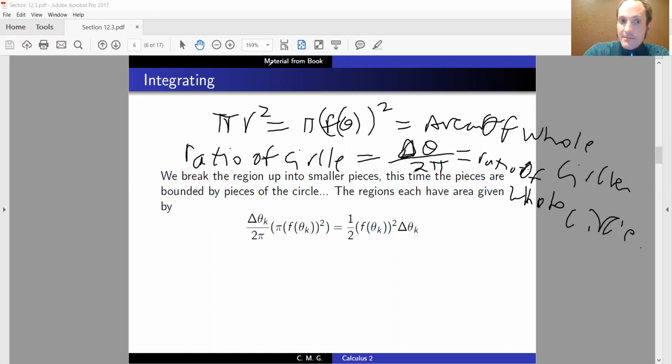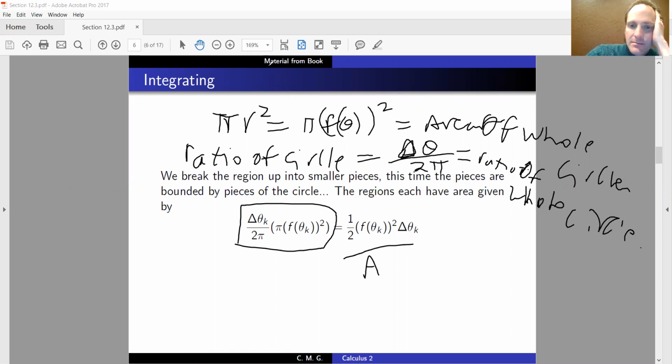So to find the area of this region, I take that ratio and multiply by the area of the whole. And what I get is the area of that wedge. Okay, so the area of the wedge, or that pi piece, is just given by 1/2 f of theta squared delta theta. And I put this k down here because I'm doing this over a whole bunch of different regions, right? And so I've got these small delta thetas, and I'm going to add them all up.